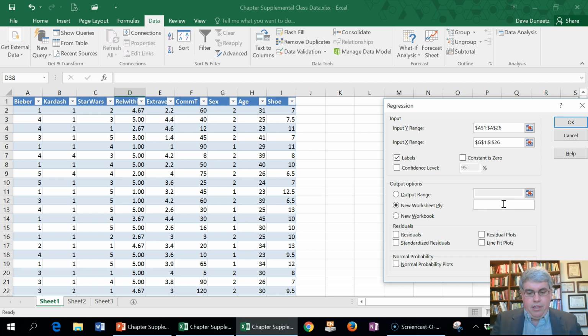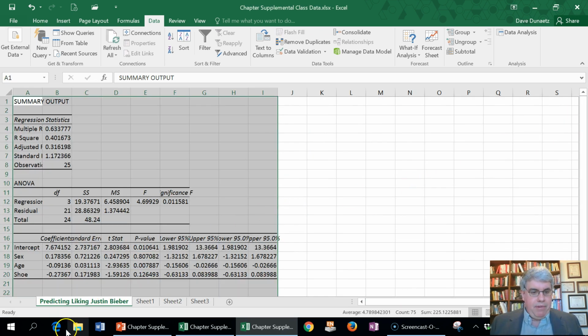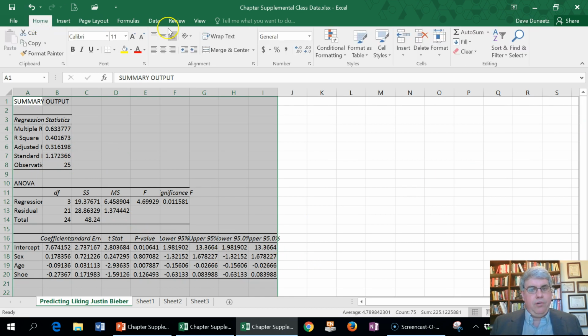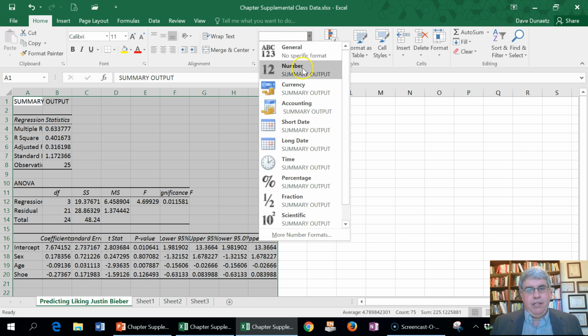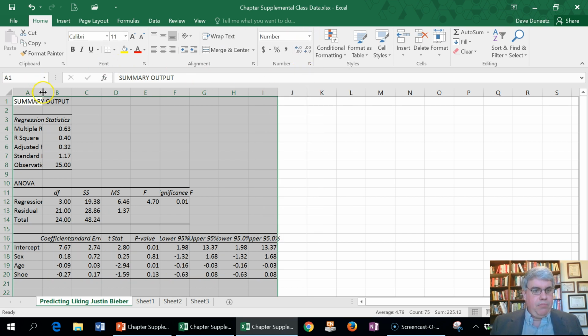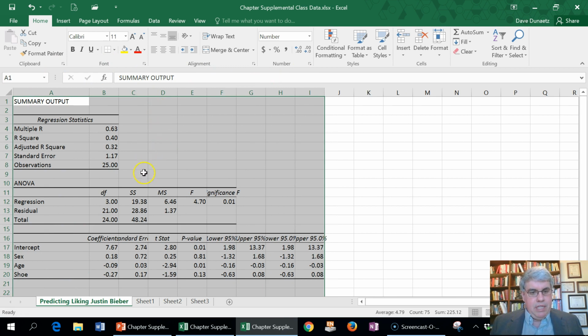And I'm going to call that predicting liking Justin Bieber. So we'll get a new tab down here, and I click OK, and we go to the new tab, and we have this wall of numbers. So let's round these numbers, Home, Number, and put it in number format. Let's make the columns wider so that we can read them.